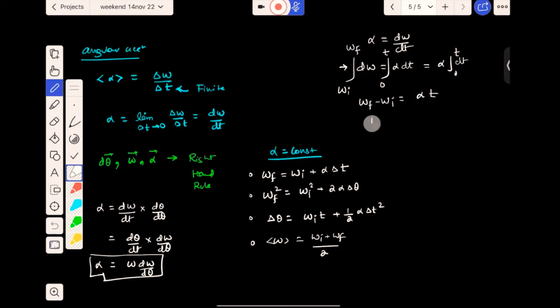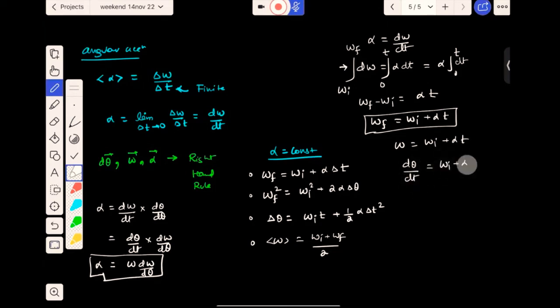So what we get is omega final equals omega initial plus alpha into t. Next, at any point of time I can write omega as initial omega plus alpha into t, and that omega I can write as d theta by dt. That will be omega initial plus alpha into t.